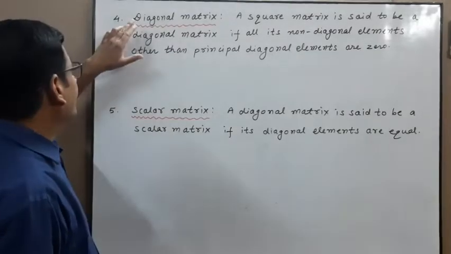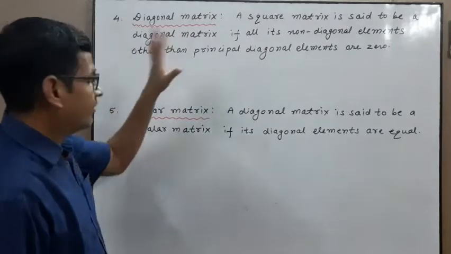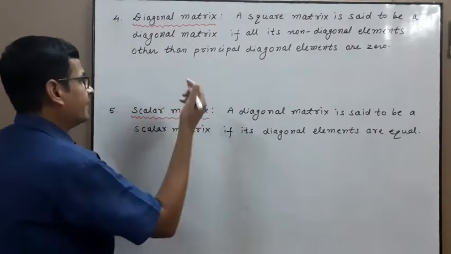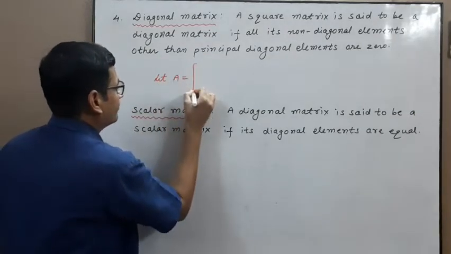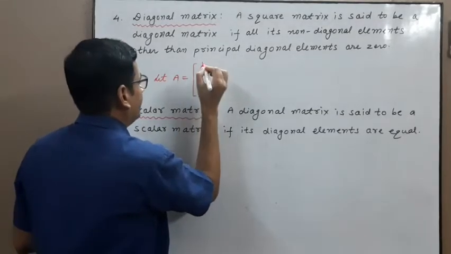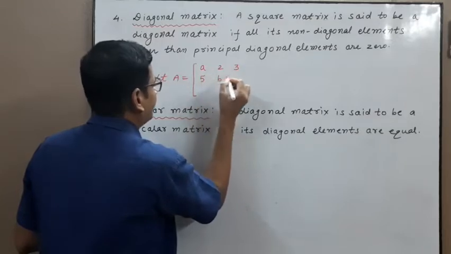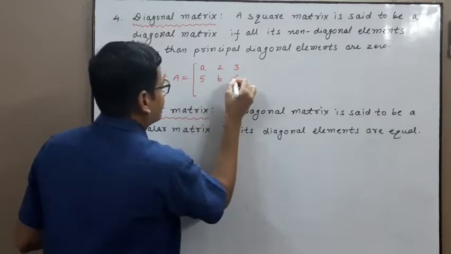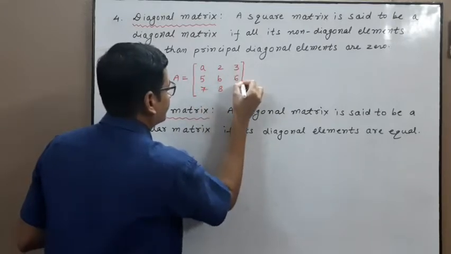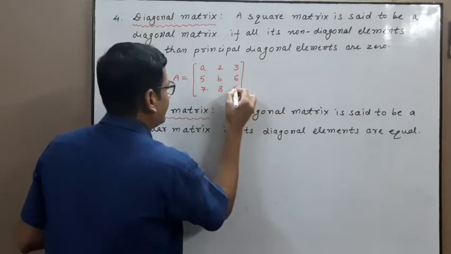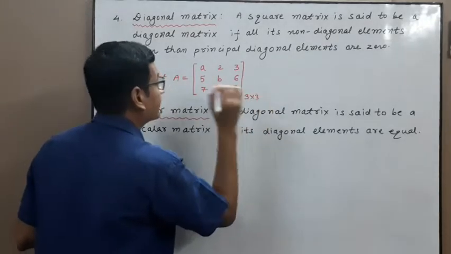Fourth, diagonal matrix. A square matrix is said to be diagonal matrix. So let us consider a square matrix. Let A is equal to A, 2, 3, 5, B, 6, 7, 8 and C. This is a square matrix. Why? Because number of rows equal to number of columns. This is a 3 by 3 square matrix.